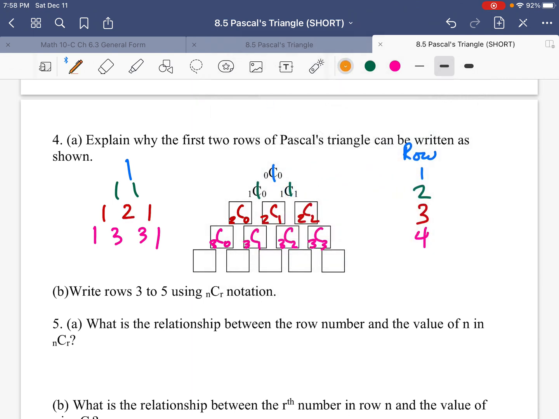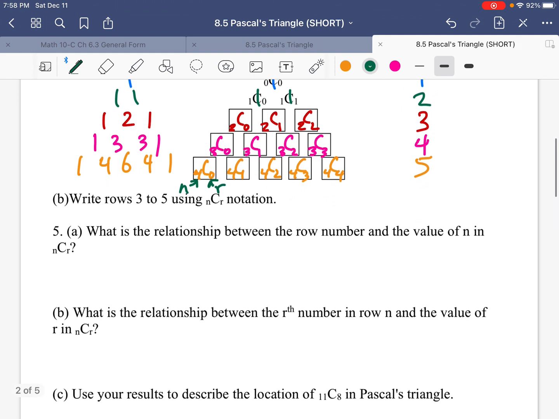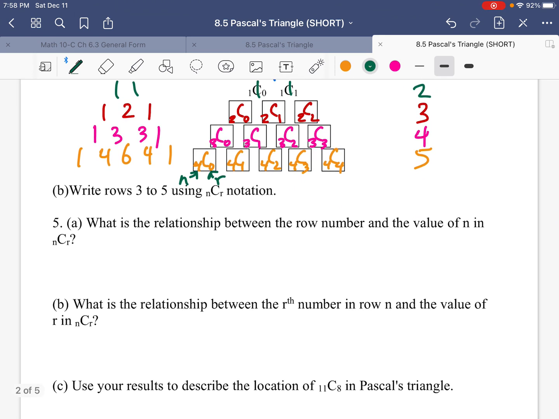So I should be copying this out as we go along. Now the next row, row 5, would be 4C0, 4C1, 4C2, 4C3, 4C4. Notice it has 5 terms. 1 and 3 is 4, 3 and 3 is 6, 3 and 1 is 4, and 1. So this is our n number, and this is our r number in our calculations. So in the good old days, when we didn't have a calculator, we would write out Pascal's triangle, and we could figure out our combinations.